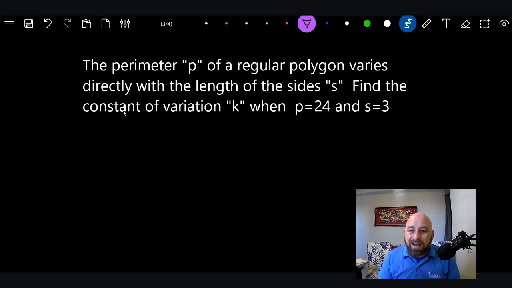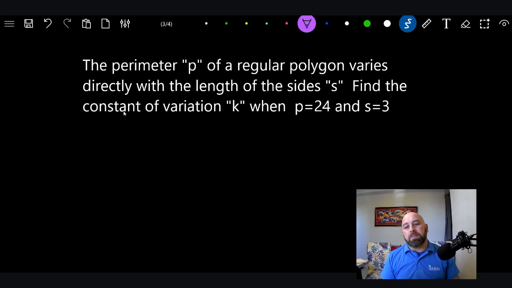Let's do this now in like a story problem. It's going to work out the same way. There's not going to be any real change, I guess, from what we've been doing. But yeah, let's go ahead and try this. So the perimeter P of a regular polygon varies directly with the length of the sides S. Find the constant of variation K when P equals 24 and S equals 3.